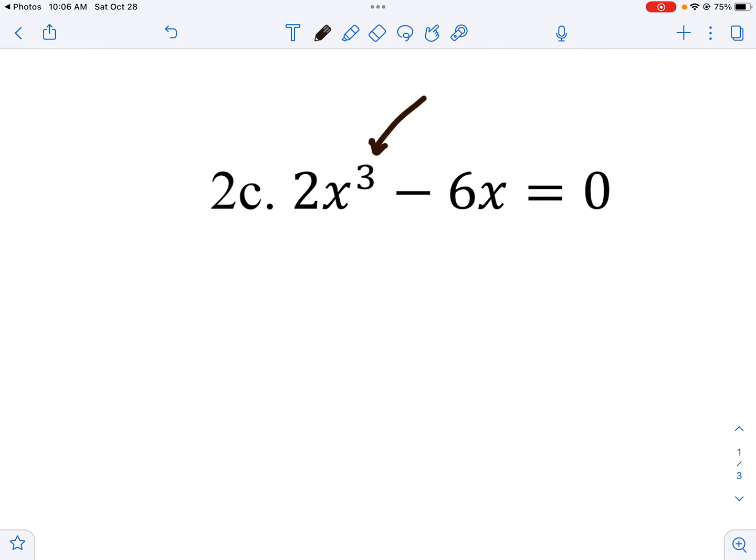All right, for this one here, it's a degree 3, so we're expecting up to 3 answers. You have a couple different approaches that you could take. I kind of see a GCF here of 2x.